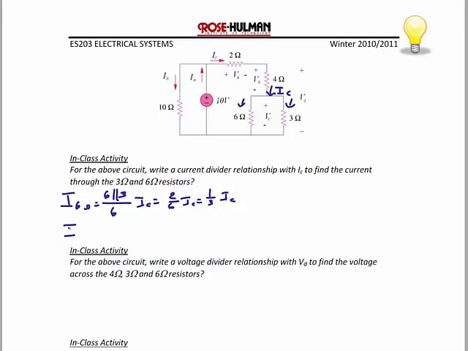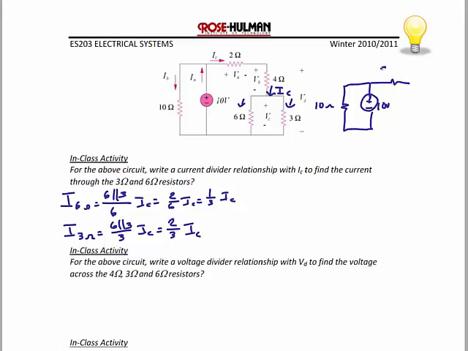For the current through the 3 ohm resistor, that would be 6 in parallel with 3 divided by 3 times IC, which is 2/3 IC. So in order to answer the question, we need to simplify this network to figure out what IC is. So the first thing I notice, if I have this 10-volt source, I have a 10 ohm resistor on the left-hand side.